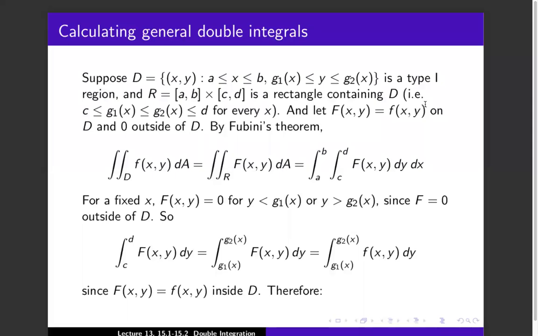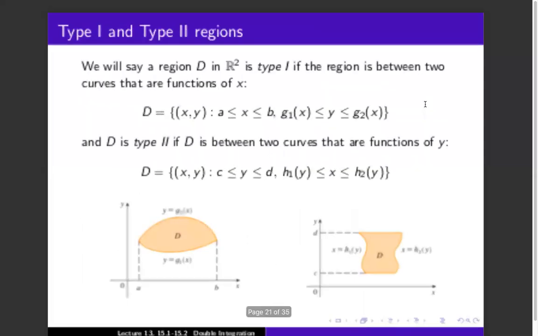And we define our function big F of x, y to be little f of x, y on D, but 0 outside of it. Well, by Fubini's theorem, with our definition, we can just do the iterated integral. Now, we're going to do y first, and that's a very deliberate decision. We're going to integrate with respect to y first. And the reason why is that for a fixed value of x, your F of x, y is going to be 0 if your y is less than g1 of x. That is, if your y is outside of this.